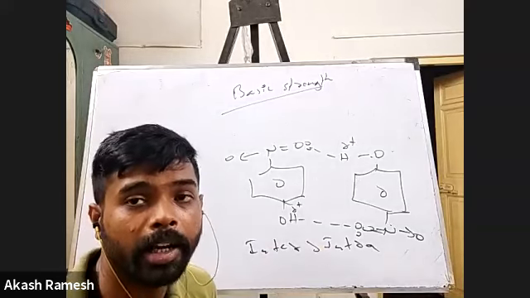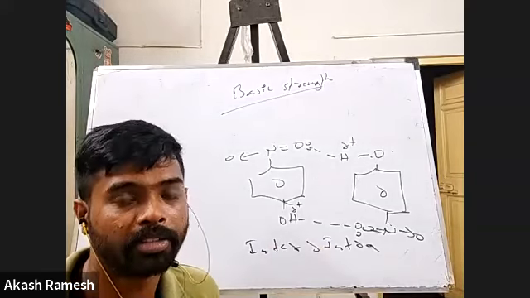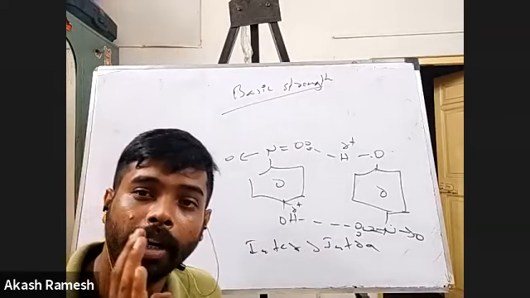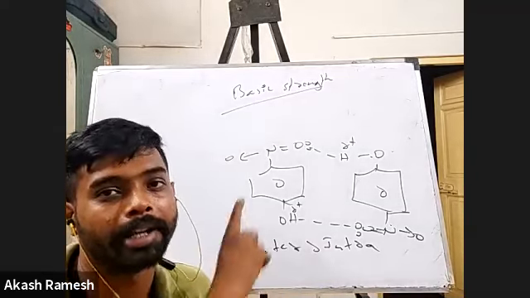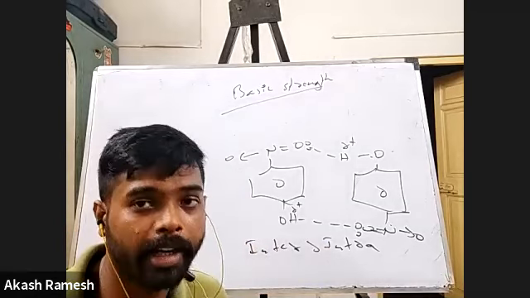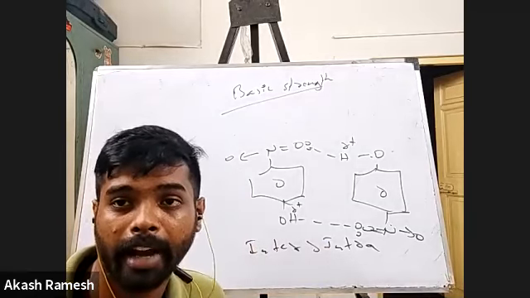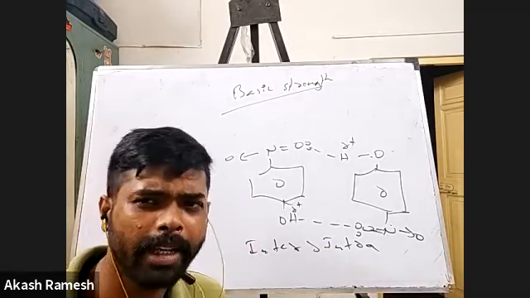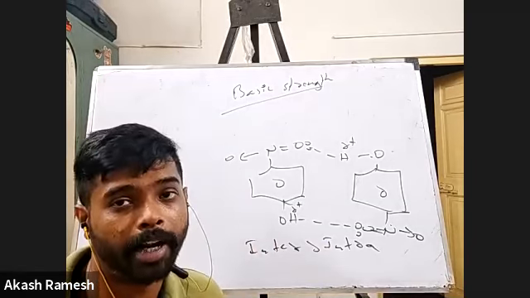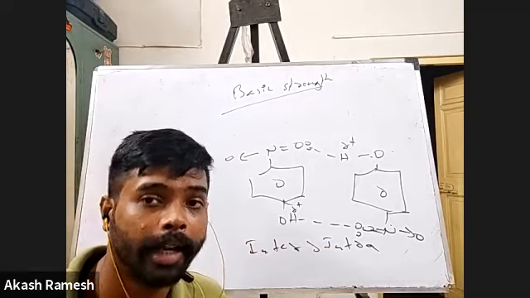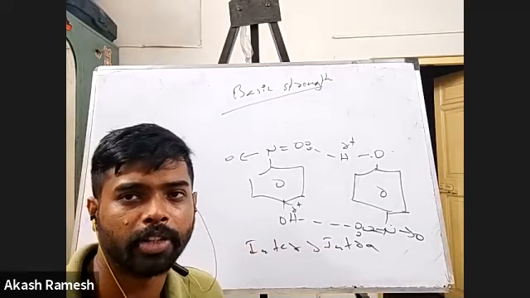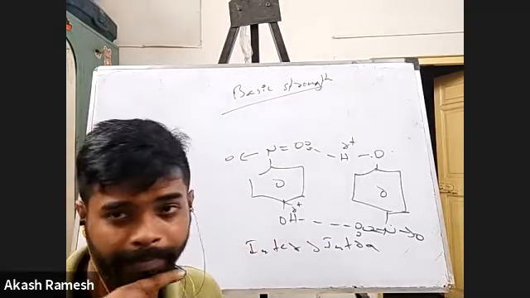And how do I prove it? When I compare the boiling points. Orthonitrophenol, the last case which we saw, is going to have a lower boiling point when compared to paranitrophenol, because in paranitrophenol I have intermolecular hydrogen bonding, and in orthonitrophenol I have intramolecular hydrogen bonding. So these are the different things you should know about hydrogen bonding.